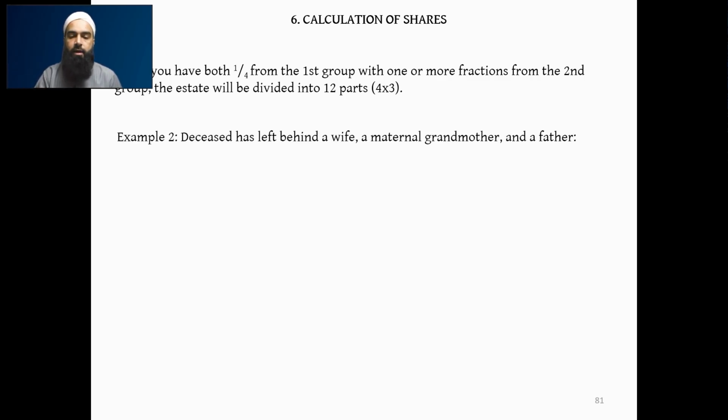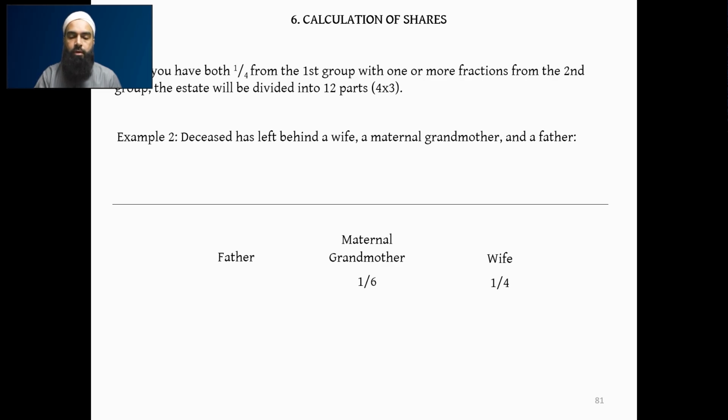Deceased left behind a wife, a maternal grandmother, and a father. So you draw the line again, you write the wife, maternal grandmother, and father. The wife will receive a quarter because there's no children. Maternal grandmother will receive 1/6 because there's no mother or anybody to block her. And the father will receive the remaining. He will be the asaba because there's no children, the agnatic shareholder.